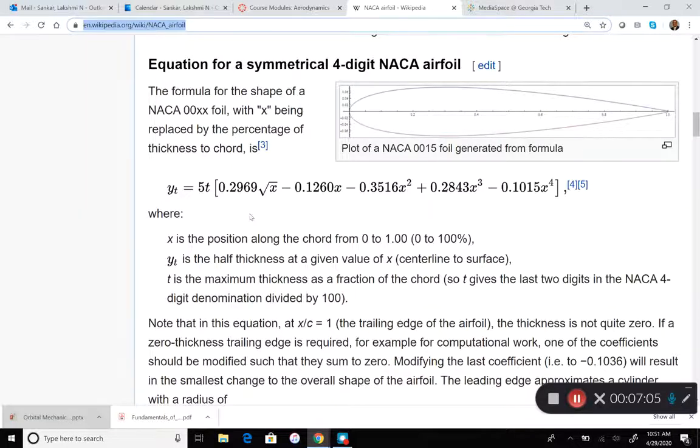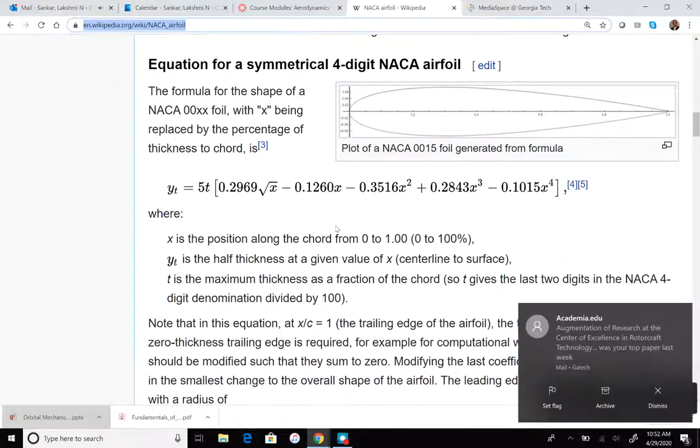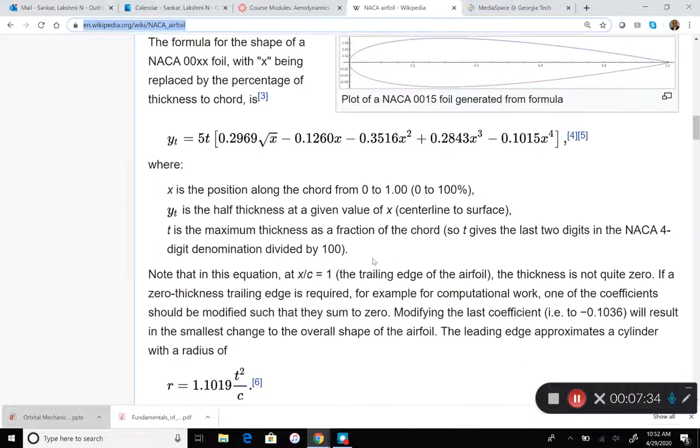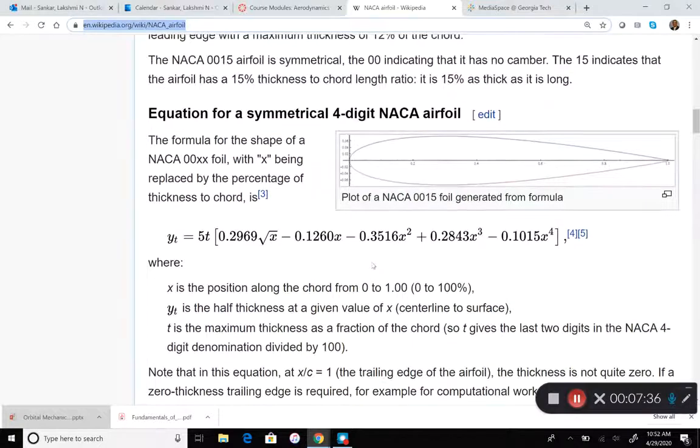So, for example, when x equals 1, all of these things will go to 0. And when x equals 0, all of these things will go to 0. So you'll start with 0, end up with 0. Then this will show you how the curve is changing, upper and lower. You don't need to use this equation in any of our projects or homework because Xfoil already has all this information embedded in it. So we would not have to construct the actual airfoil, but it's interesting to know how the airfoil is constructed.